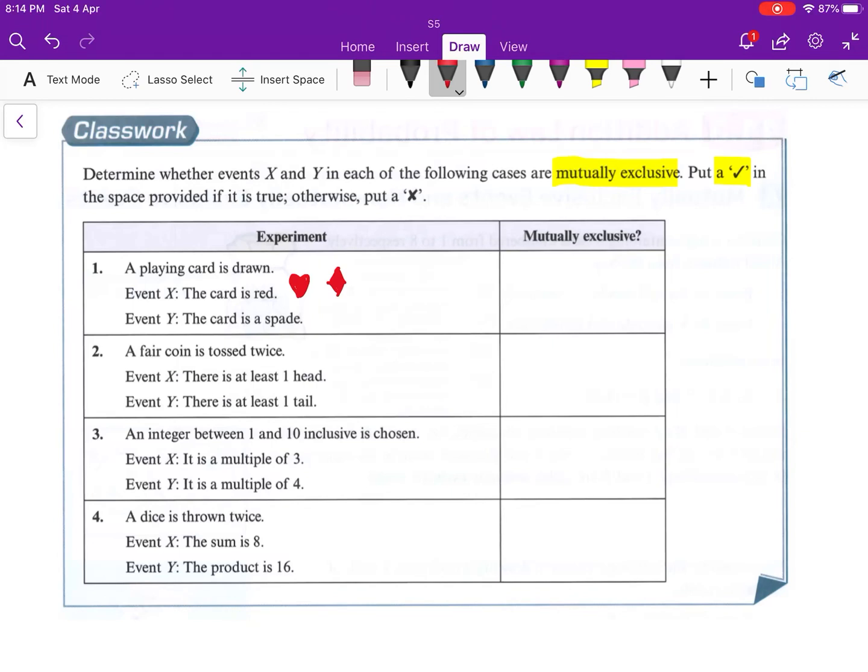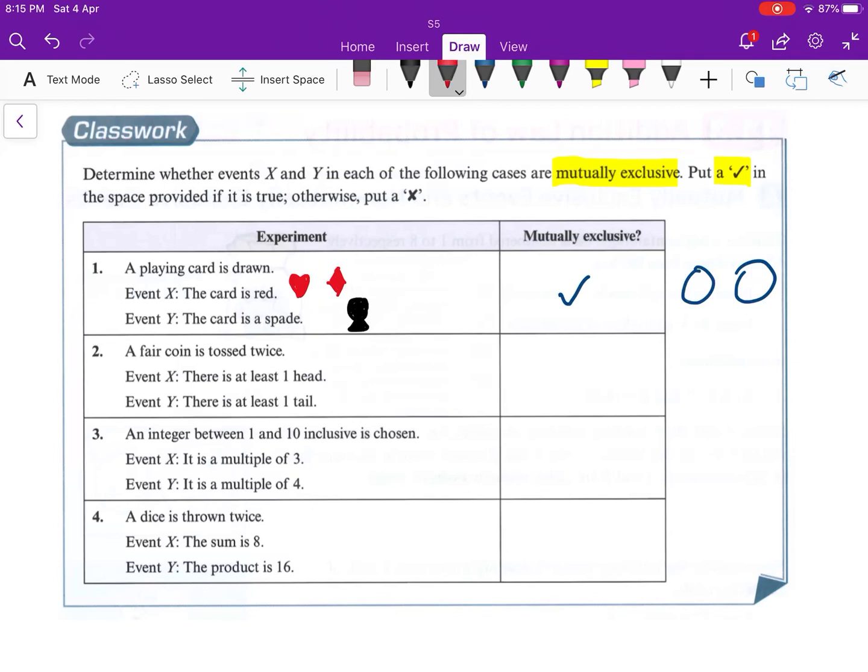Is it possible at the same time that you have a spade? Do you think these two events will happen at the same time? Of course not, because these are totally different suits. So it will be mutually exclusive. The two have no relationship, they are separate. Now, question 2: a fair coin is tossed twice. There is at least one head.